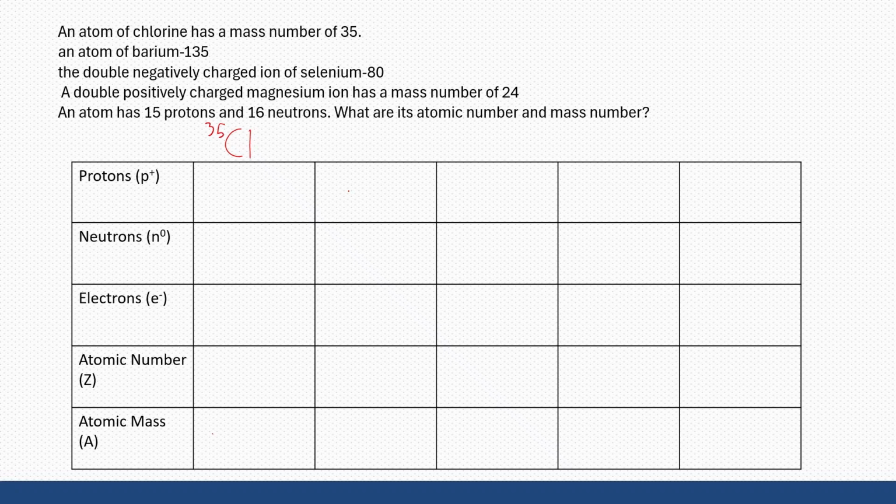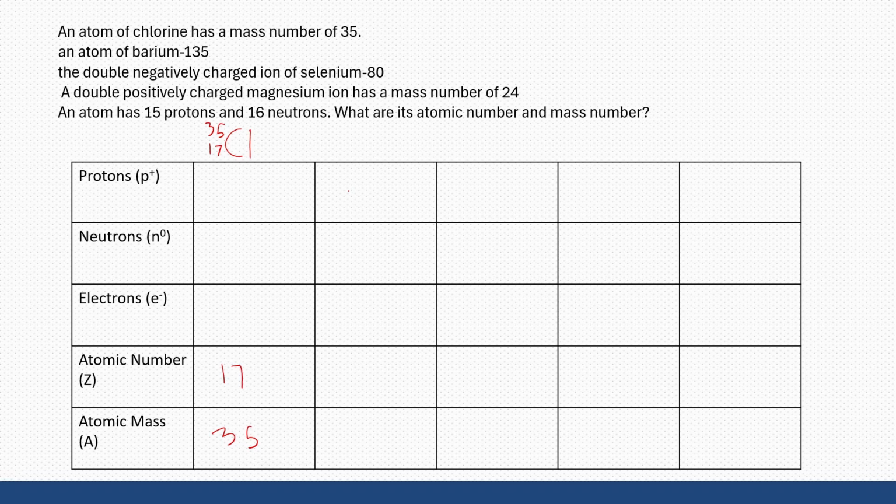Then 35. Mass number is the same as the atomic mass. Then you can look at your periodic table. What is the atomic number of chlorine? And if we have the same periodic table, chlorine has an atomic number of 17. We can write it here.